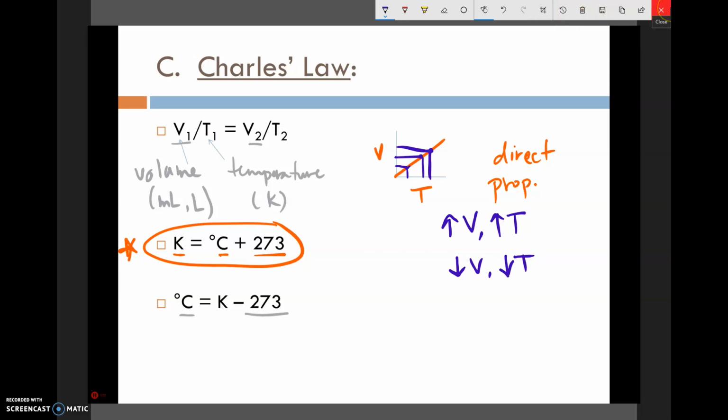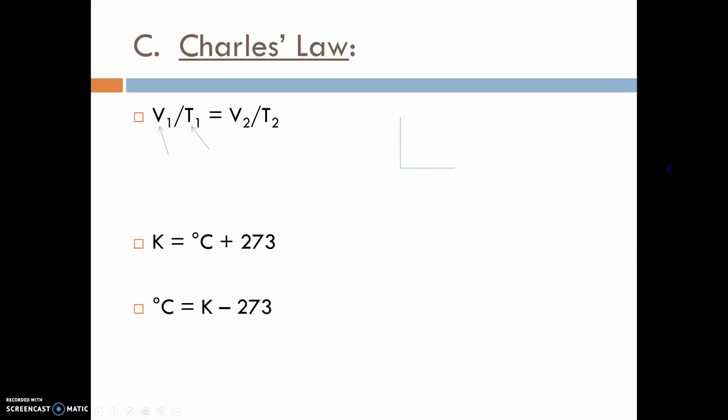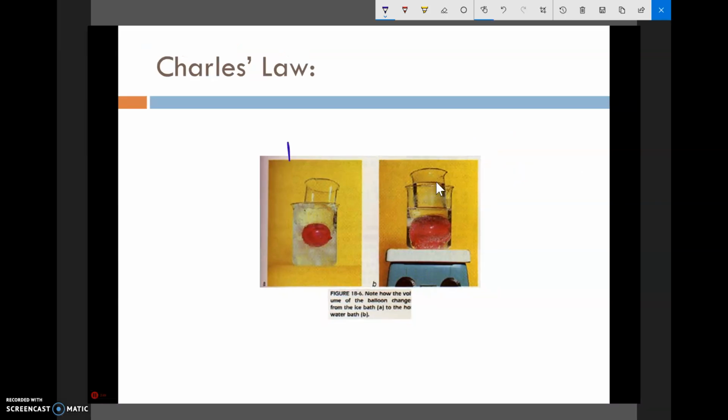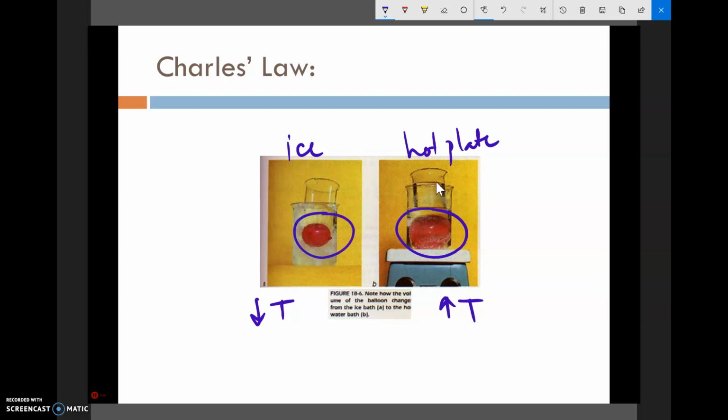Okay, let's look at some visuals. The first visual is a balloon. This balloon started at the same size, same amount of volume. In this example on the left, the balloon is in an ice bath, so the temperature is obviously decreasing. On the right, this balloon is on a hot plate, so we are increasing the temperature in this example. Notice the size of the balloon in each picture. With the lower temperature, the volume is decreasing. With a higher temperature, the volume is increasing. So again, we're seeing direct proportionality in Charles' law.